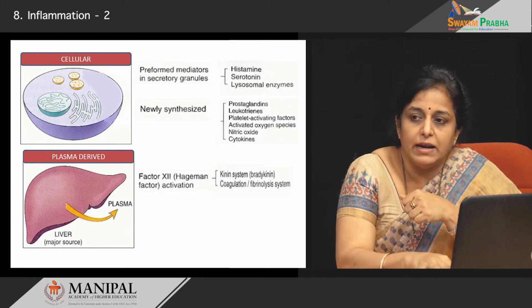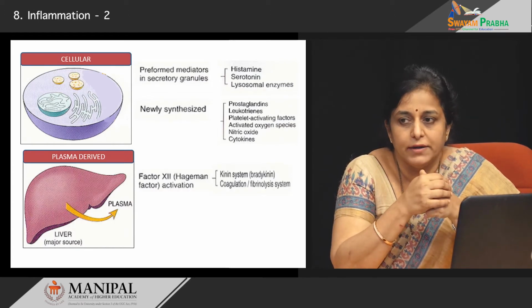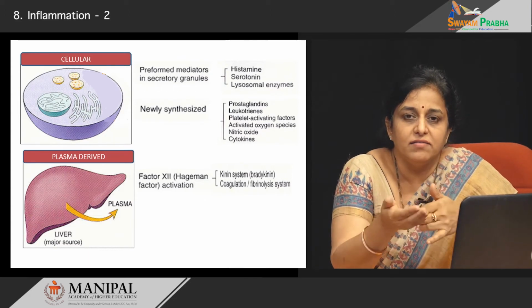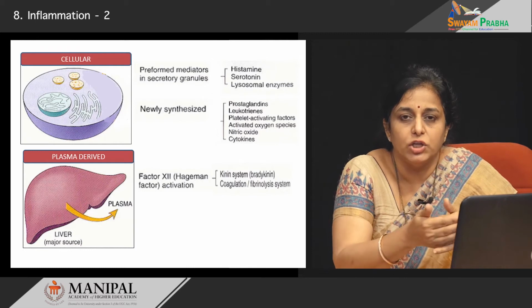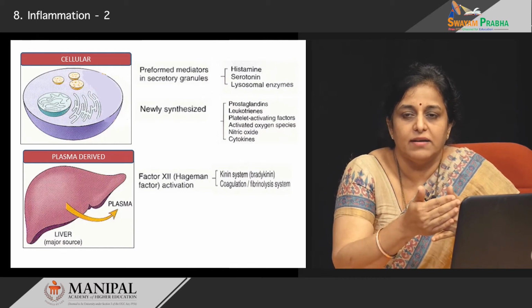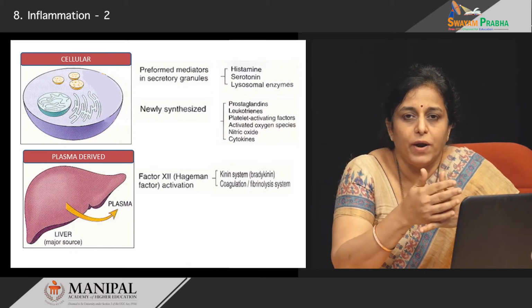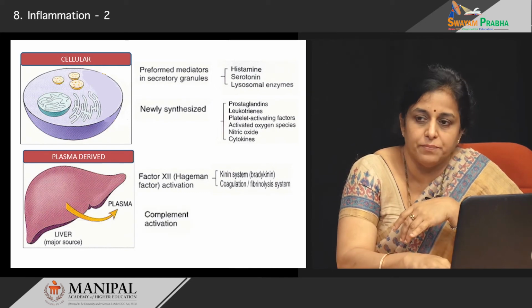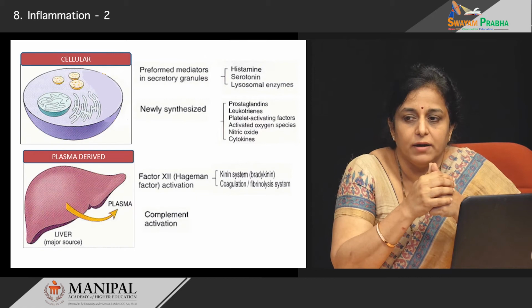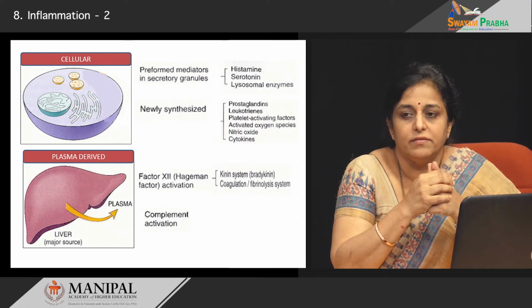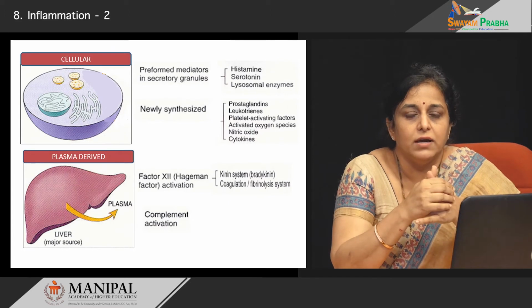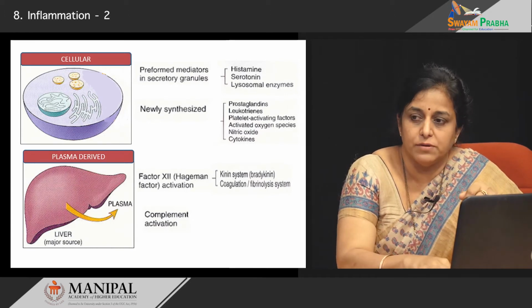Coming to the plasma derived mediators, when there is an activation of factor 12, the kinase system gets activated, or the coagulation and the fibrinolytic system gets activated. These are also quite potent chemical mediators that play a role in inflammation. The complements again are very, very important substances that bring about various reactions that happen in case of inflammation.